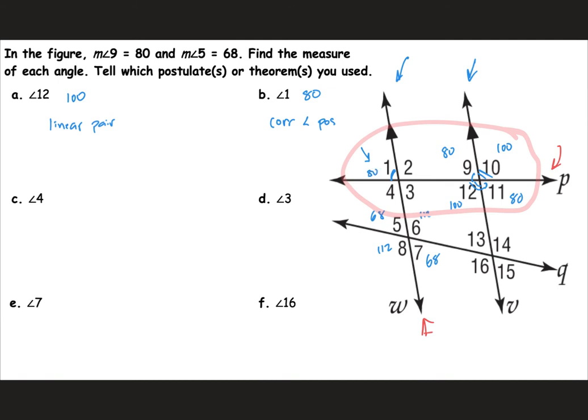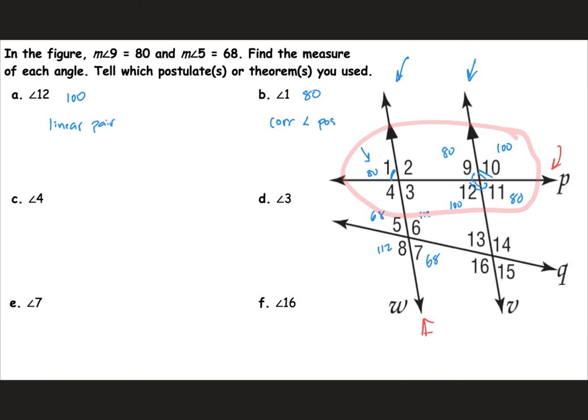Then, honestly, from here, you've got one of two options. Number one, you can keep doing parallel line facts, or you can do another round of vertical angles and linear pairs. Doesn't matter, it's up to you, whichever one you feel most comfortable with. Okay, let's do one more. Okay, let's go to the bottom row.